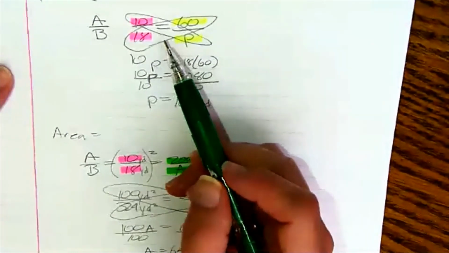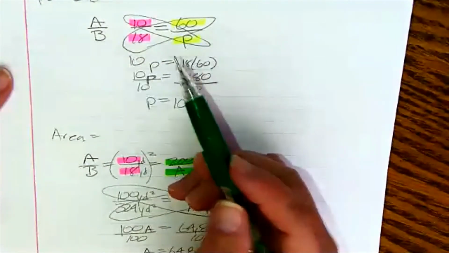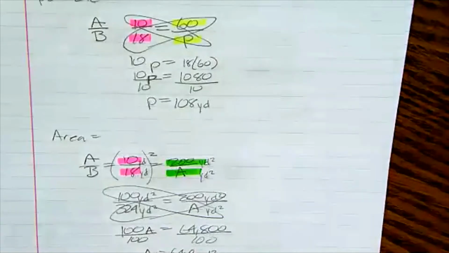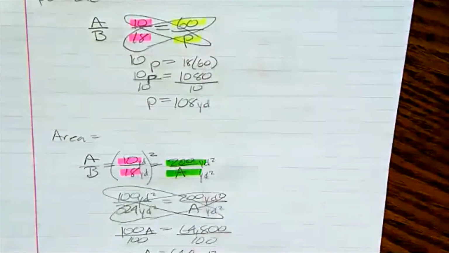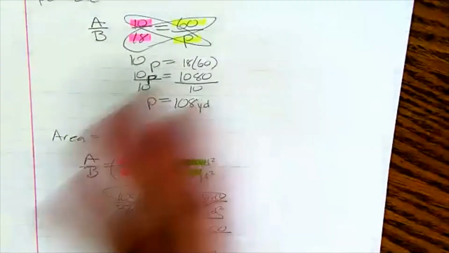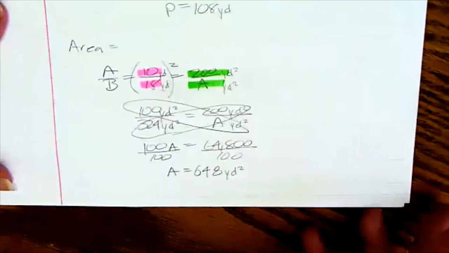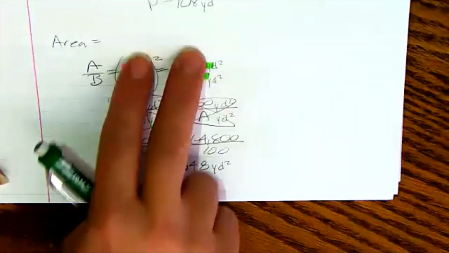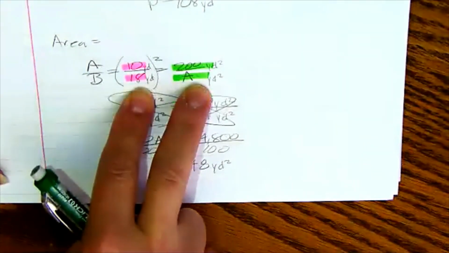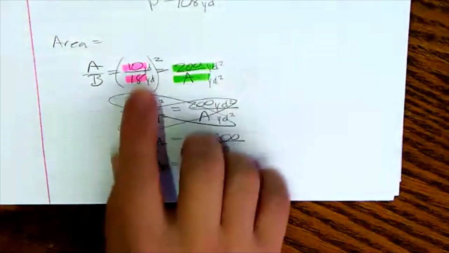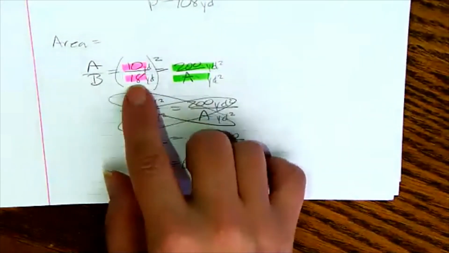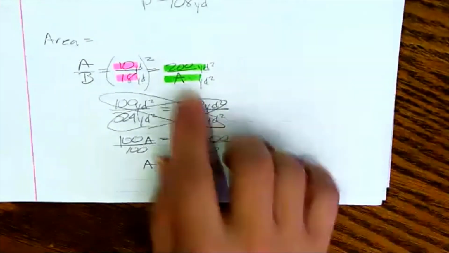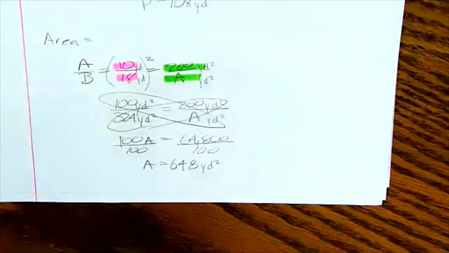Perimeter is linear. It's one-dimensional. So it's exactly what we did yesterday. We've set up a proportion or equivalent fractions. We're cross-multiplying to find the missing parts. We're doing the same thing for area. We're setting up a proportion, but since we're talking about the width here, this is linear. It's one-dimensional. And area here is the squares.